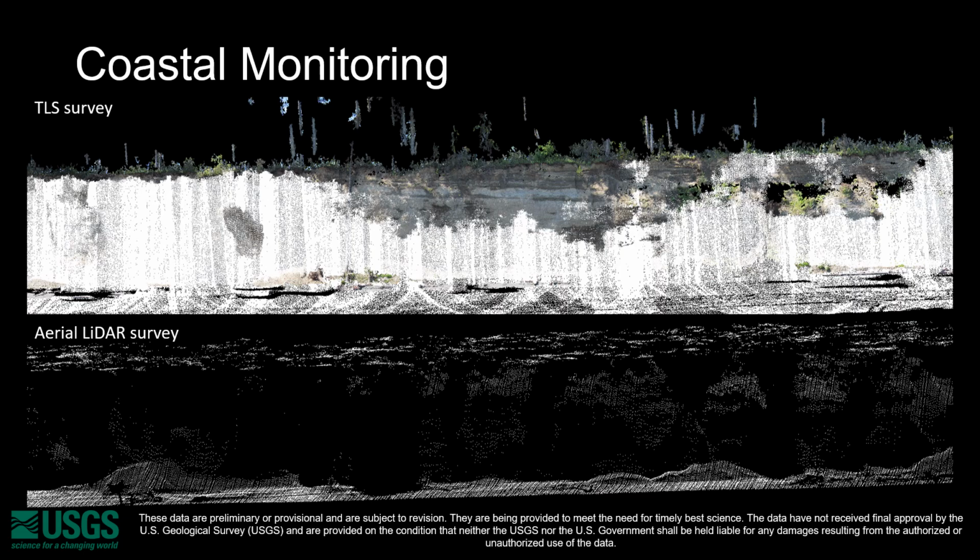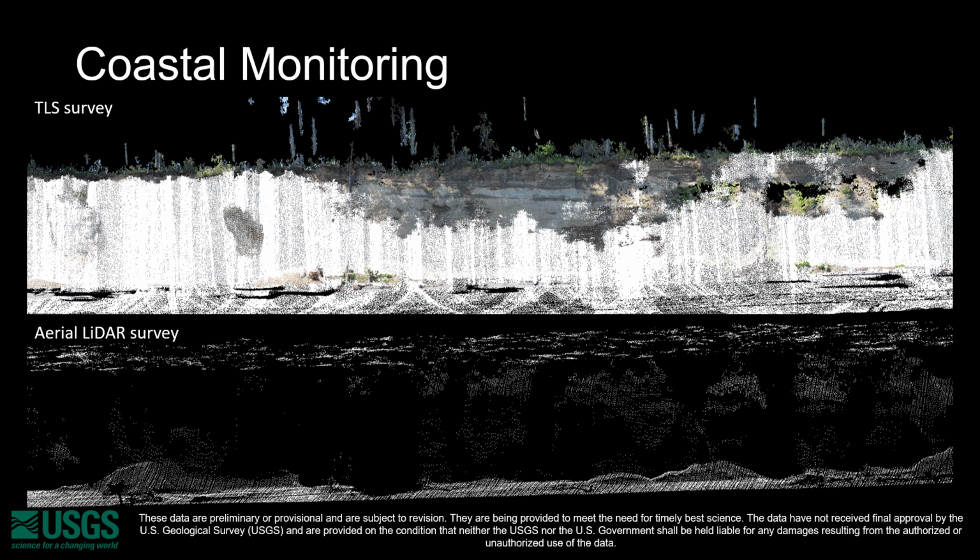There's a couple of different tools that are useful for coastal monitoring of cliffs and bluffs. One is a terrestrial laser or LiDAR survey, where you have a laser system or a LiDAR system set up on the beach. These can provide really valuable information, but as you can see here in the upper image, there may be missing data depending on how that survey is set up and potential shadow issues.